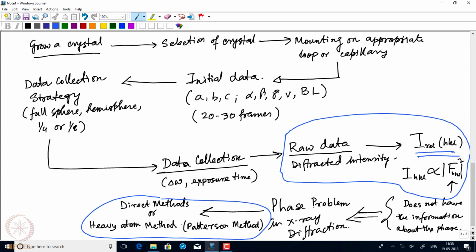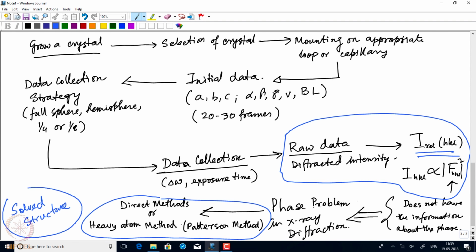So today we have discussed the systematic absence conditions generated for I and F centered lattices. I hope you will now be able to do it for all other symmetry elements and symmetry operations. Then we discussed a flow chart of the X-ray diffraction experiment, where you start from growing a crystal and then reach, one by one, the structure solution. By direct method what we end up with is the solved structure.